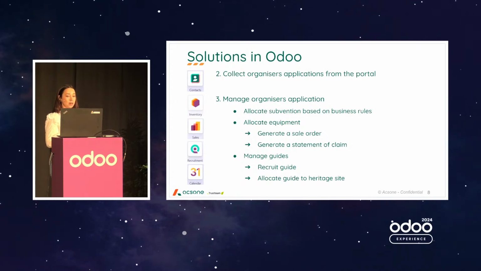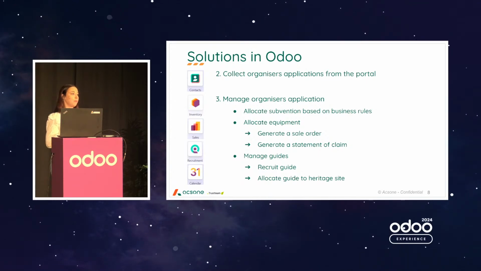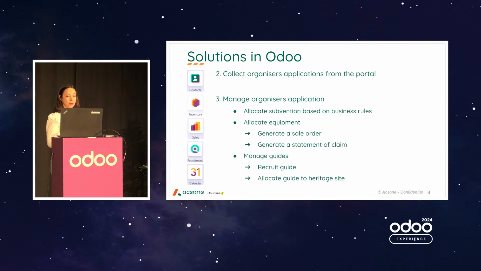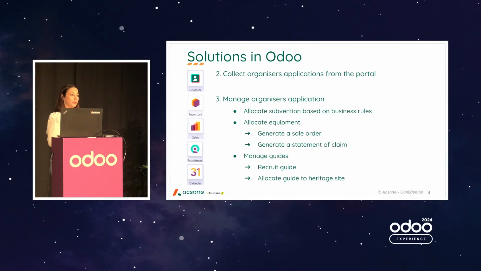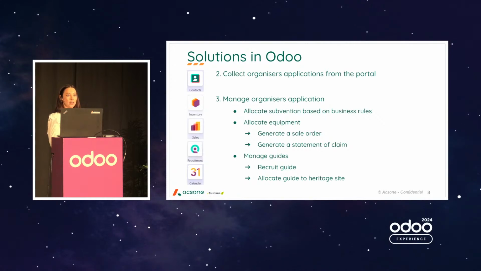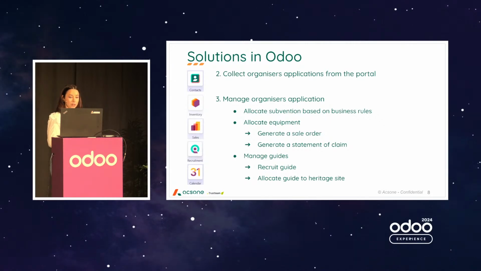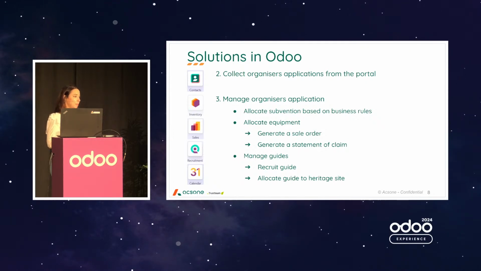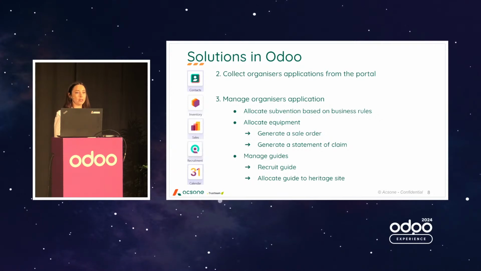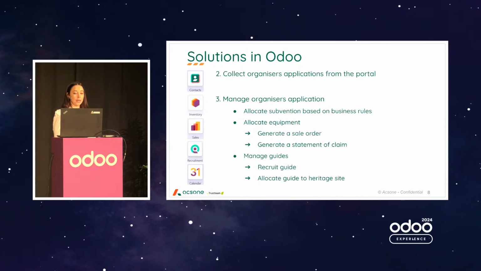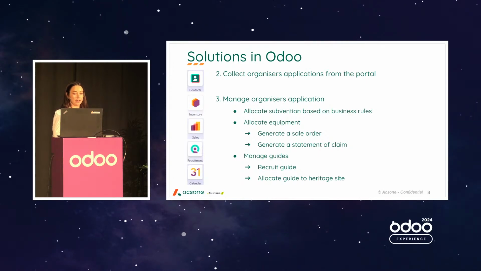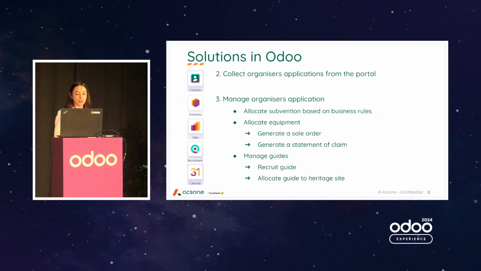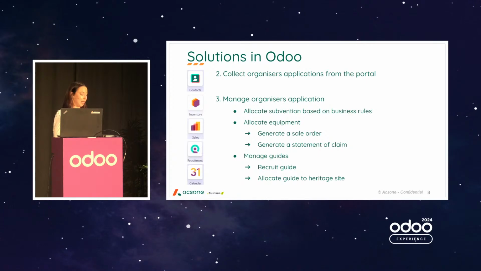We manage the organizer application, which means that AWAP people can allocate subvention based on the business rule, so they can choose if the organizer is eligible to receive any subvention. Allocate equipment, because they propose two types of equipment. Some are free and some are charged. In both cases, if they allocate equipment, we generate a sales order. And in case it's charged, we also generate a statement of claim.